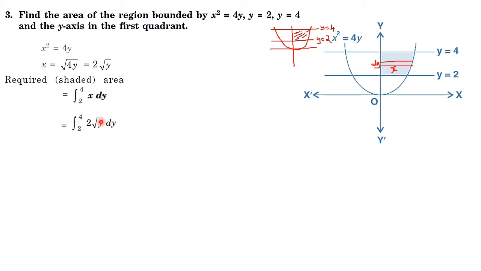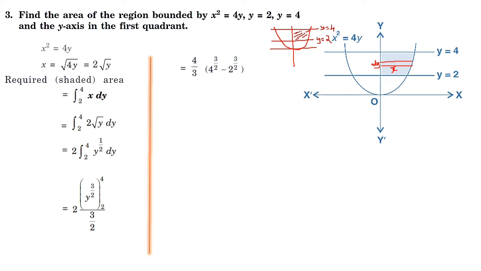Then root y we can write as y power 1 by 2, and 2 we can take outside. So 2 into integral 2 to 4 of y power 1 by 2 dy. So as before, 2 into the integration of y power 1 by 2 is y power 1 by 2 plus 1, over 1 by 2 plus 1. Y power 1 by 2 plus 1 is 3 by 2, so y power 3 by 2 by 3 by 2. Apply the limit, same like the previous one. Then the denominator goes to the numerator. There already one 2 is there, this 2 will go up, that means 2 into 2, 4.